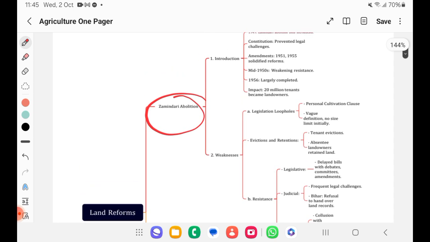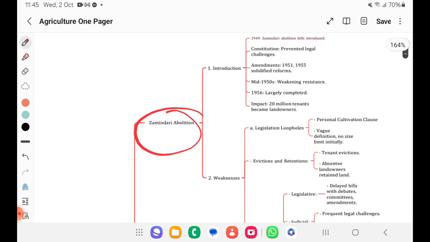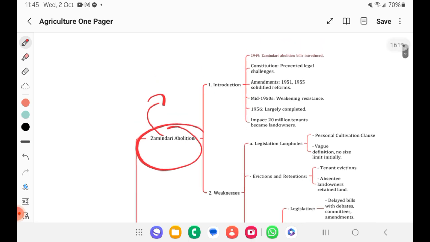So it was being introduced. So intermediaries, I told you, abolition of intermediaries or zamindari. Now in depth we are reading about it. So we already read what the 4 phases were. Now in depth we are reading the phases. Okay. So zamindari abolition was introduced in 1949. Constitution prevented the legal challenges. Amendments are also there in 1951, 1955 to solidify this reform.